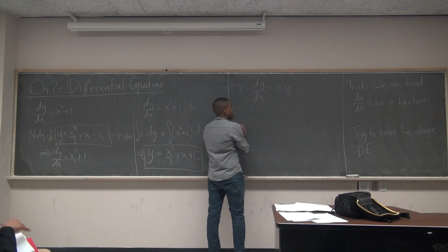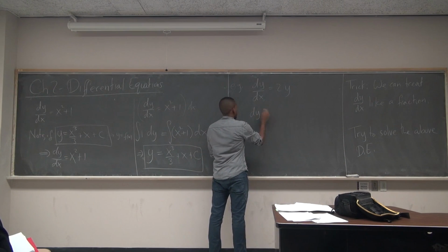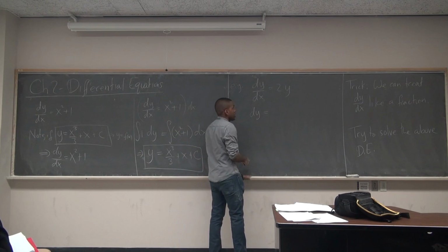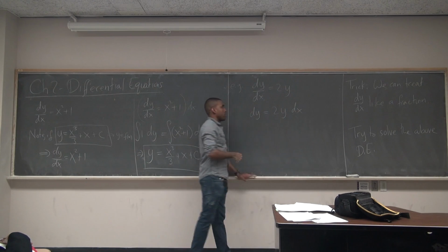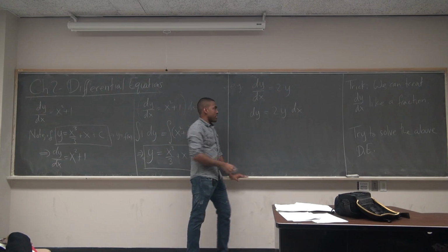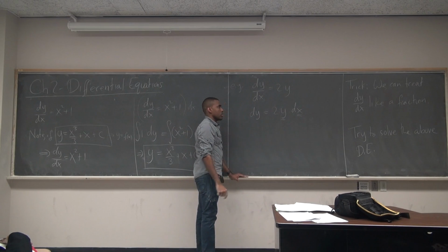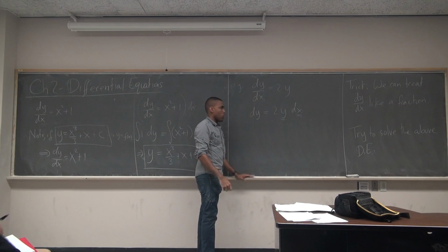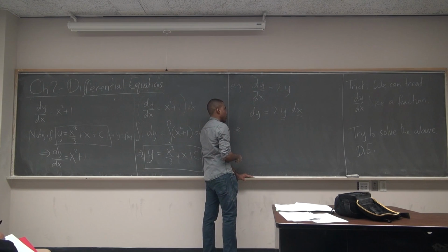I'm moving 2 to the other side. Okay, let's multiply by dx. It worked last time. Let's actually do it. Now what? You see a y and a dx, they don't really match up. So maybe get rid of that y. Let's move that y over. What does it become?